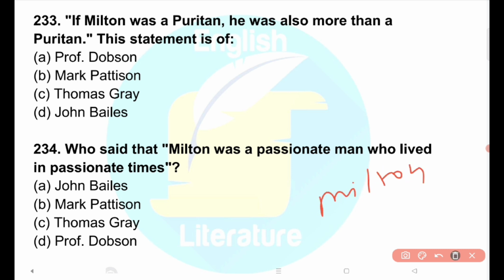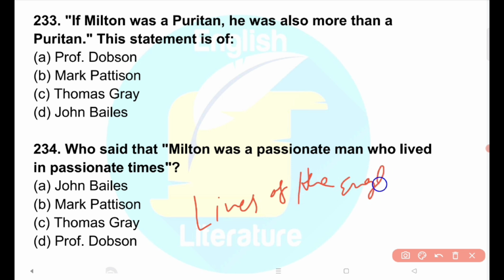Lives of English, included in his collection Lives of the English Poets. Johnson was referring to Milton's strong political views and active involvement in the turbulent English Commonwealth period, where he wrote pamphlets defending the execution of King Charles I.